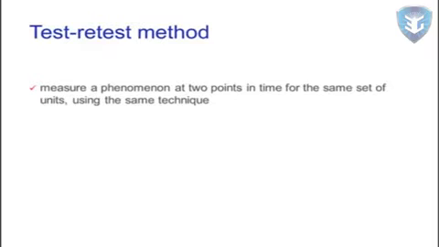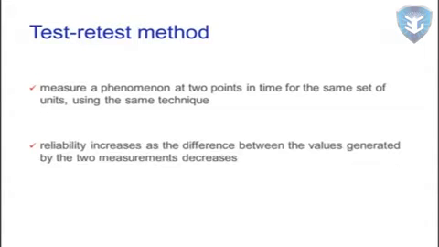The first is the test-retest method. The test-retest method entails measuring a phenomenon at two points in time for the same set of units, using the same technique at both points. Reliability increases as the difference between the values generated by the two measurements decreases.